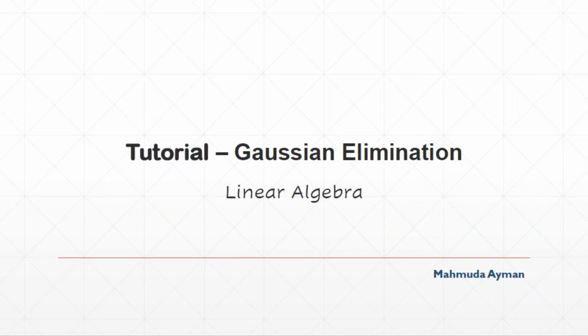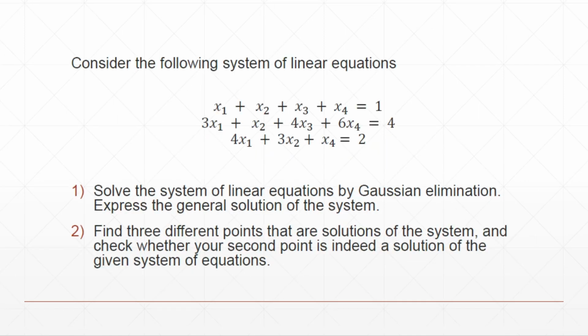Welcome to today's tutorial about Gaussian elimination, linear algebra. Today we are going to discuss the following question. Here we're given a system of linear equations and we have to solve the system of linear equations by Gaussian elimination, express the general solution of the system, find three different points that are solutions of this system, and check whether your second point is indeed a solution of the given system of equations. Let's go ahead and get started.